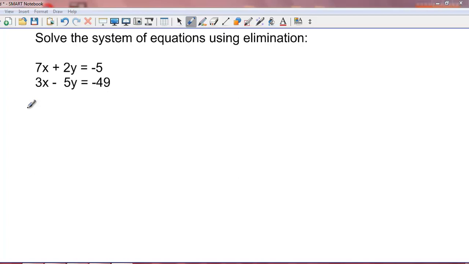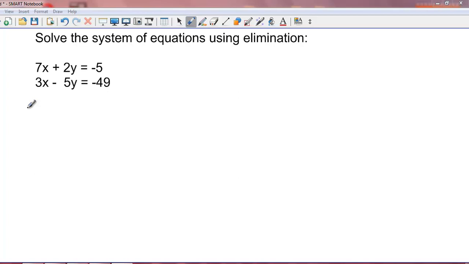for the x, and 7 is definitely not a multiple of 3, so that's not going to be too easy to eliminate. We have a 2y and a negative 5y, and 5 is also not a multiple of 2, so that's not going to be easy to eliminate either, but we want to eliminate the y's for two reasons. We have a positive and a negative, so that's going to be easy when we add those together to get 0. And also, if you look at the least common multiple of 2 and 5, that's 10, which is much smaller than the least common multiple of 7 and 3, which is 21.